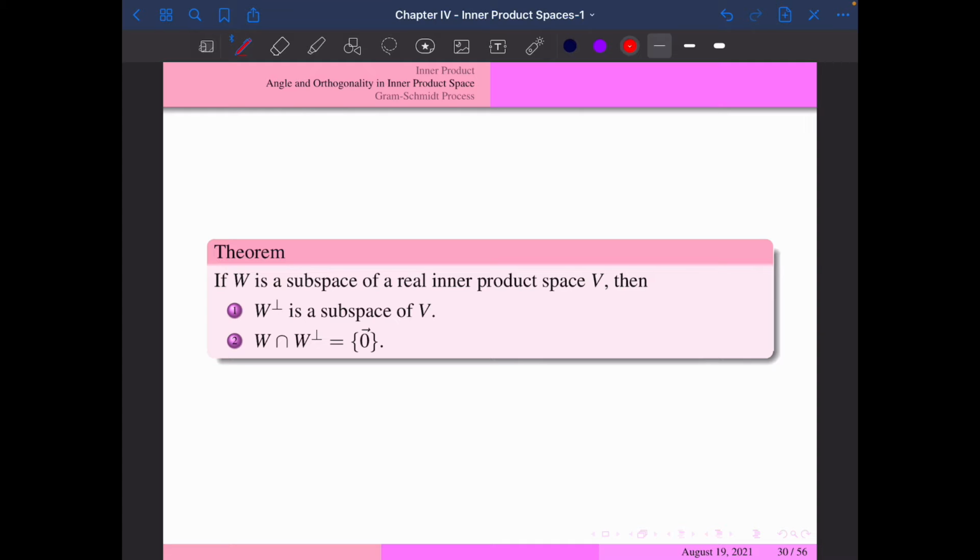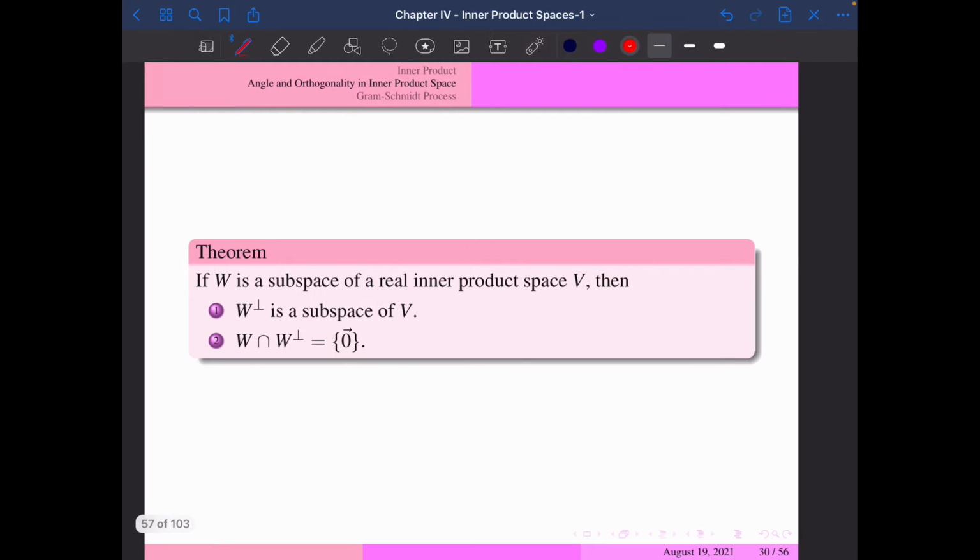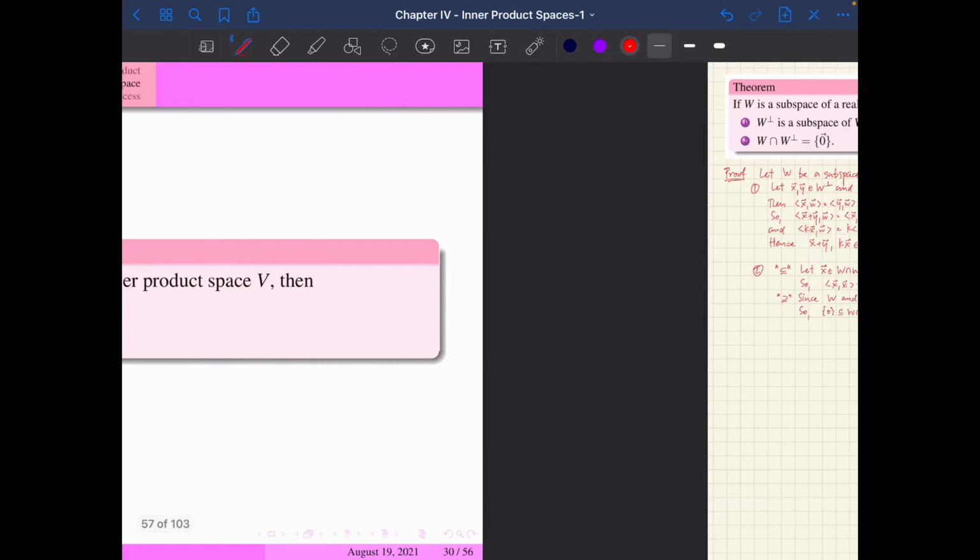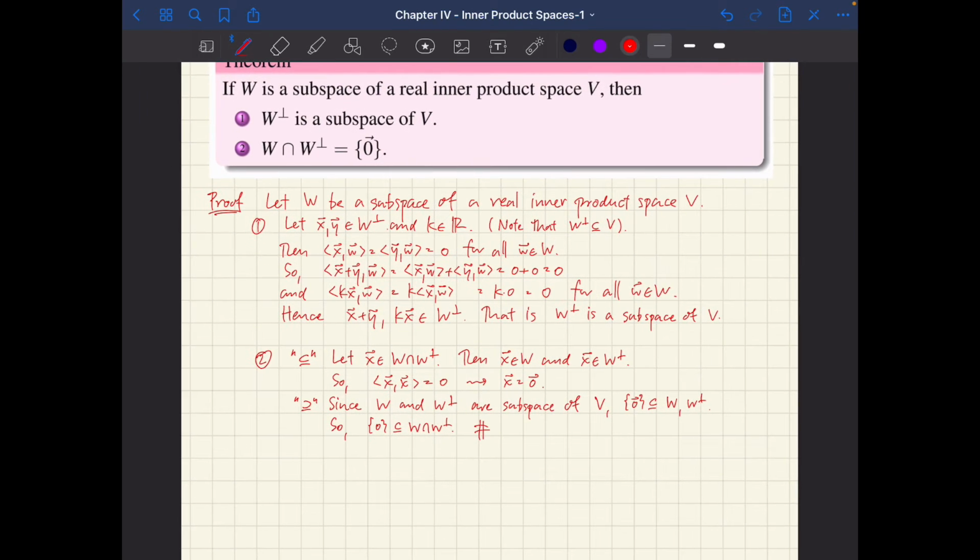So for number 1, how to prove that this set is a subspace of V? You need to prove that if we let two elements in W perp and any scalar, then the addition of two vectors of W perp is also in W perp, and the scalar multiplication with an element in W perp is also in W perp. So this is how to prove that W perp is a subspace of V. This one is very easy.